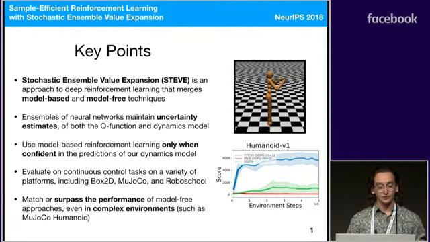We use ensembles of neural networks to maintain uncertainty estimates for both the Q function and dynamics model, and use model-based reinforcement learning only when we are confident in the predictions of our dynamics model. We evaluate on a variety of continuous control tasks and find that STEVE is able to match or surpass the performance of model-free approaches, even in complex environments.